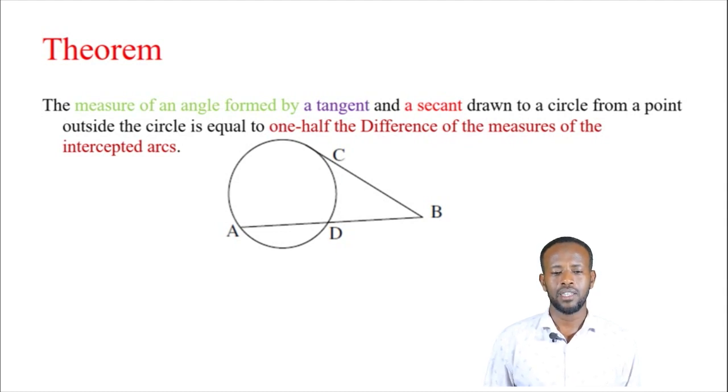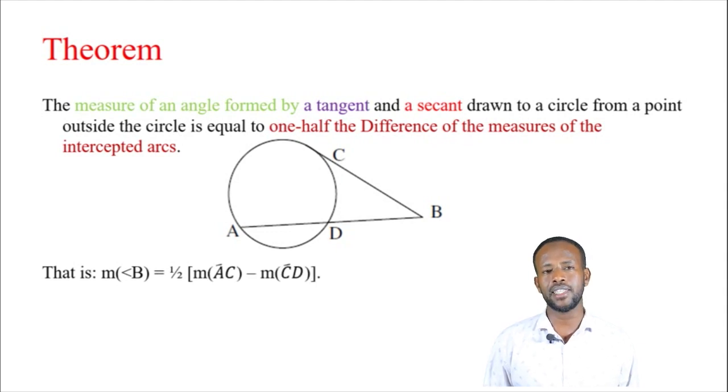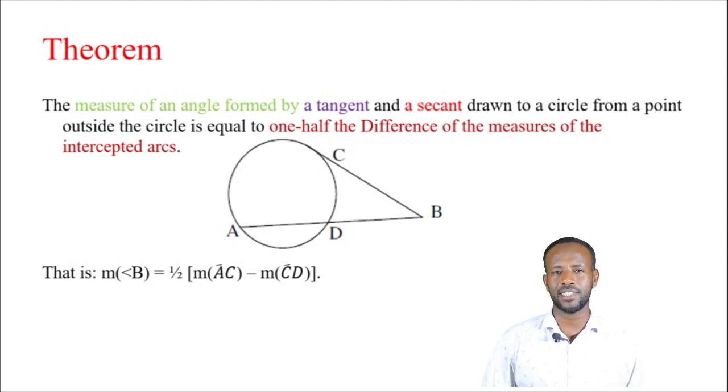That means the measure of angle B is equal to half of arc AC minus arc DC, or CD. So the larger arc is AC, the smaller arc is what? CD. Therefore, half the difference of those two will give us the angle formed outside the circle.